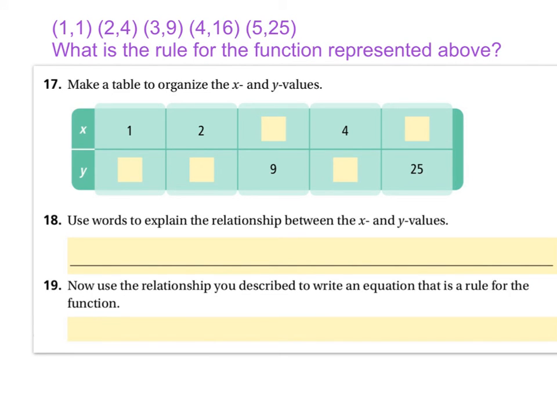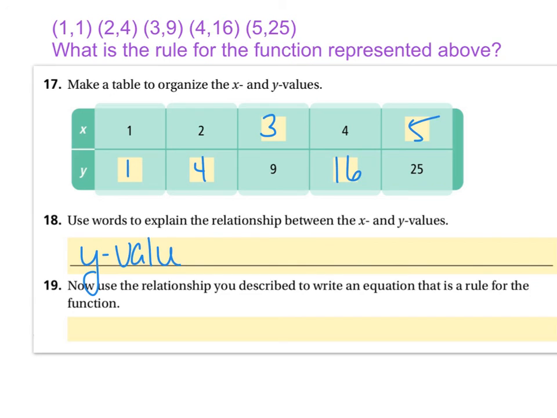And we're going to take the function represented at the very top in purple and fill out our table: 1, 1; 2, 4; 3, 9; 4, 16; and 5, 25. Now we need to find some words to explain this relationship. So look at it closely and see if you can figure out the relationship.